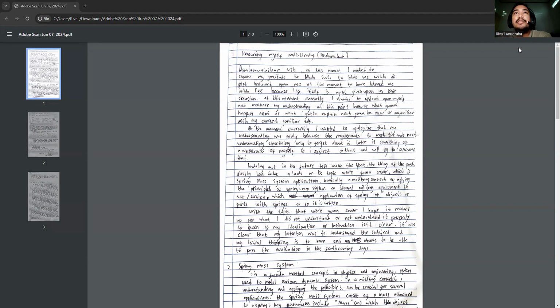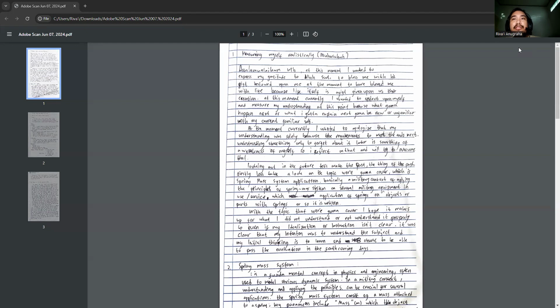At this moment, I wanted to reflect upon myself and measure my understanding at this point, because what I have to explain next might be new or unfamiliar to my current familiar self. I wanted to apologize that my understanding was solely because of the requirements to make ends meet. Understanding something only to forget about it later is a weakness of myself, so I reflect on that and I'll try to do better and overcome that weakness. Looking out to the future, let's make the thing of the past be the thing of the past.